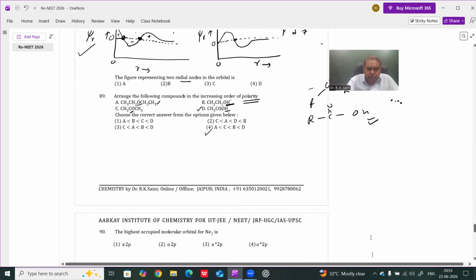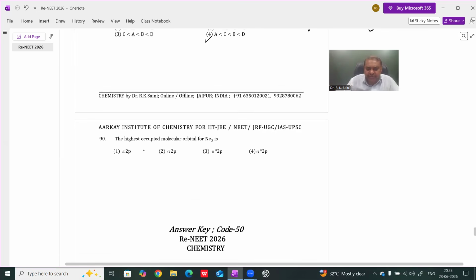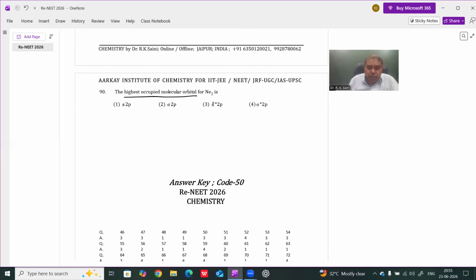Next question, taken from chemical bonding, particularly MOT. Identify the HOMO, the highest occupied molecular orbital, meaning the molecular orbital which contains electrons and has the highest energy, in the case of Ne2. Ne2 has a total of 20 electrons. When we fill the molecular orbitals according to their energy level, for example sigma 1s, sigma star 1s2 and so on, the final highest orbital is sigma star 2pz2. Therefore, the highest occupied orbital is sigma star 2p.